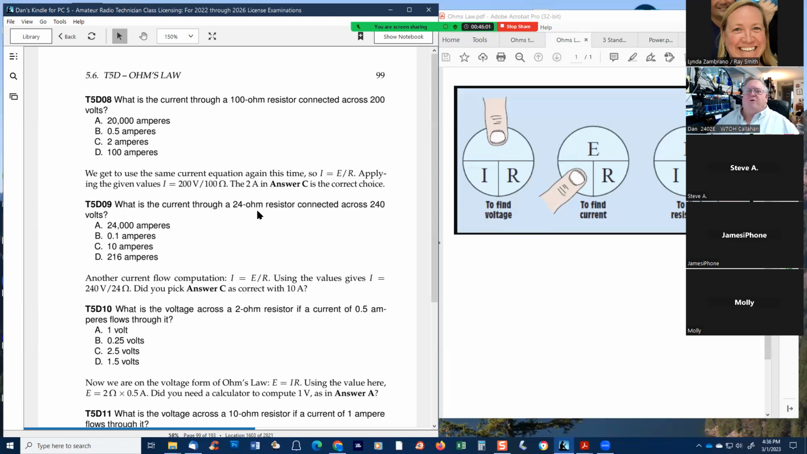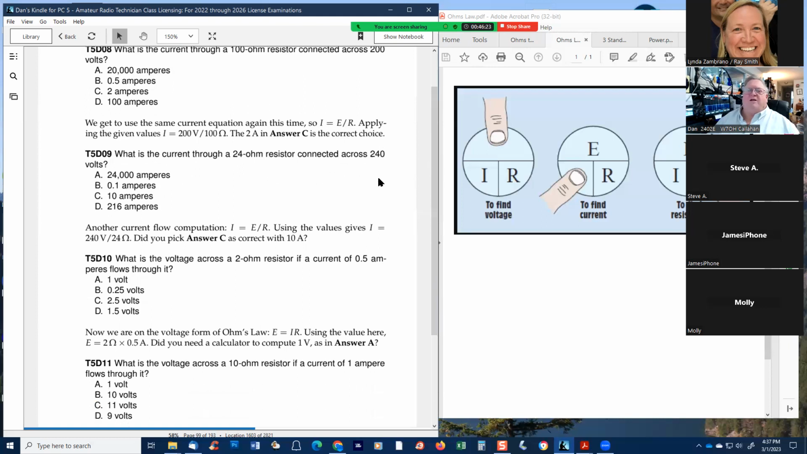Current through a 24 ohm resistor connected to 240 volts. We want to have 240 over 24. They want current. What's the current? So E over R. So 240 over 24, it's 10 amperes.